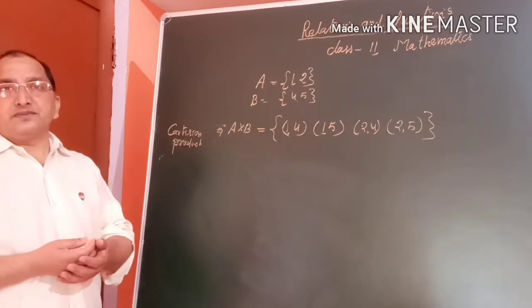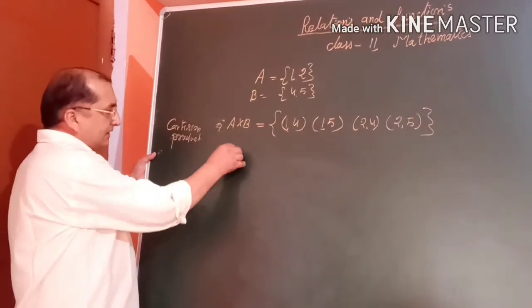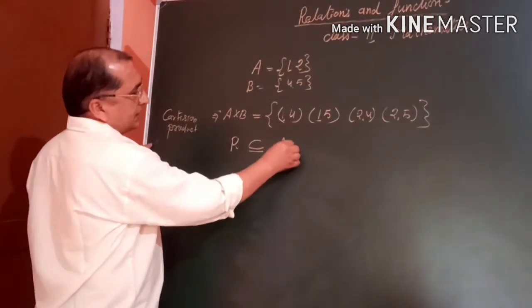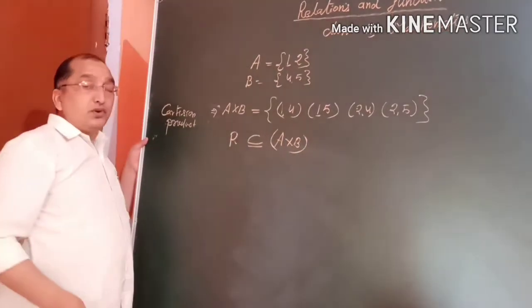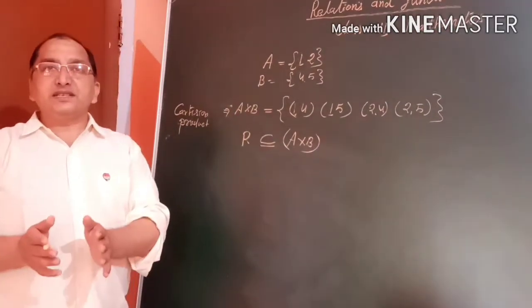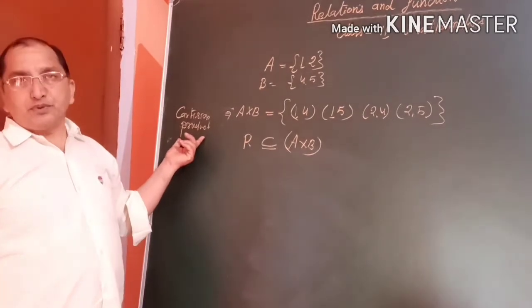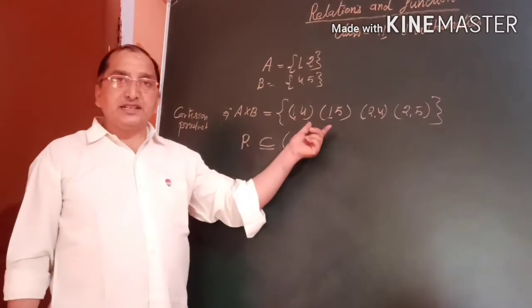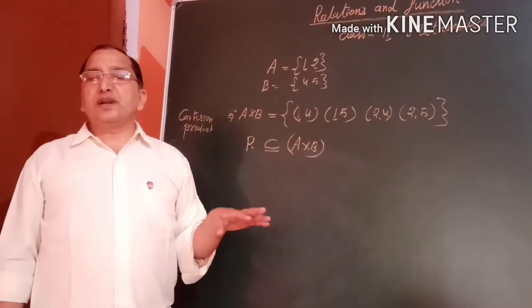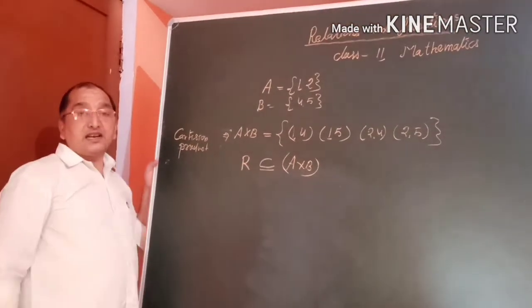And what is a relation? A relation is a subset of the Cartesian product. The relation R is a subset of or equal to the Cartesian product A cross B. Before knowing the relation, we have to understand how we can multiply any two sets, and this is known as the Cartesian product. The first element of an ordered pair is known as domain and the second element is known as codomain. After that we will discuss these relations.